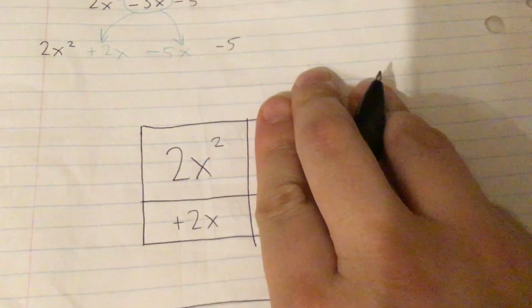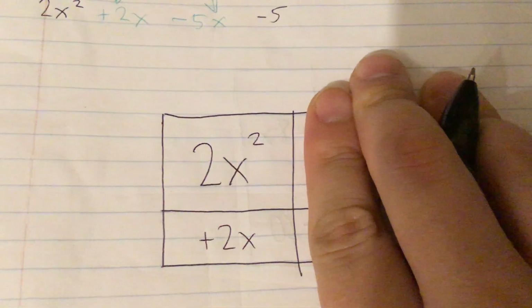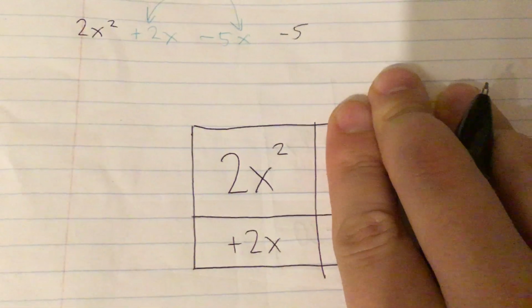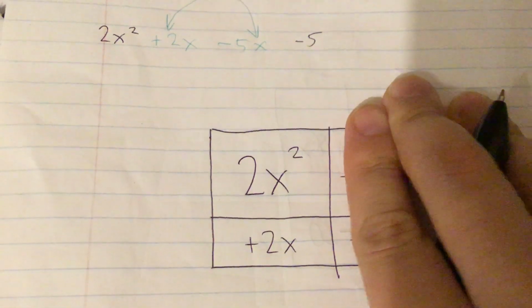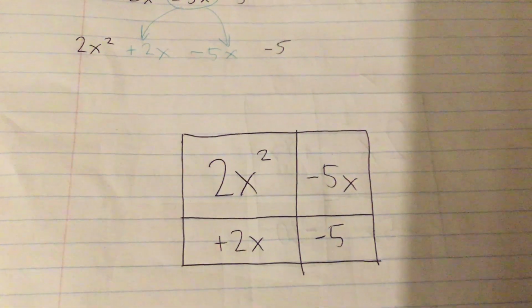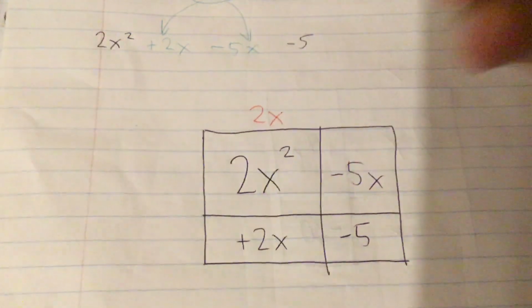I'm going to cover up the right column. What can I factor out of 2x squared and positive 2x? Specifically, I can factor out a positive 2x.